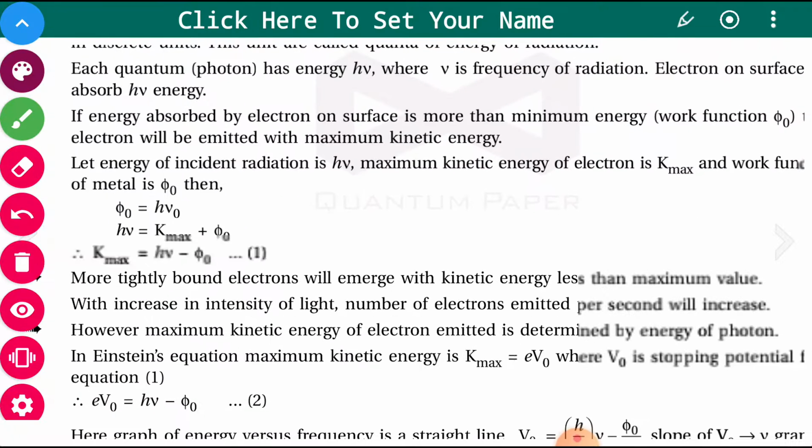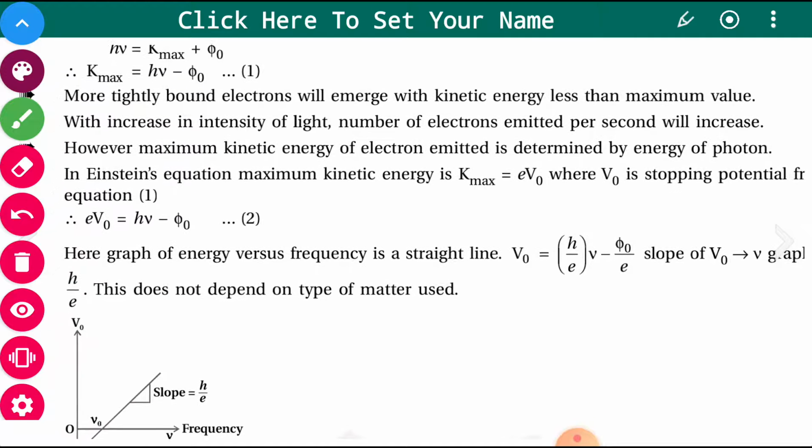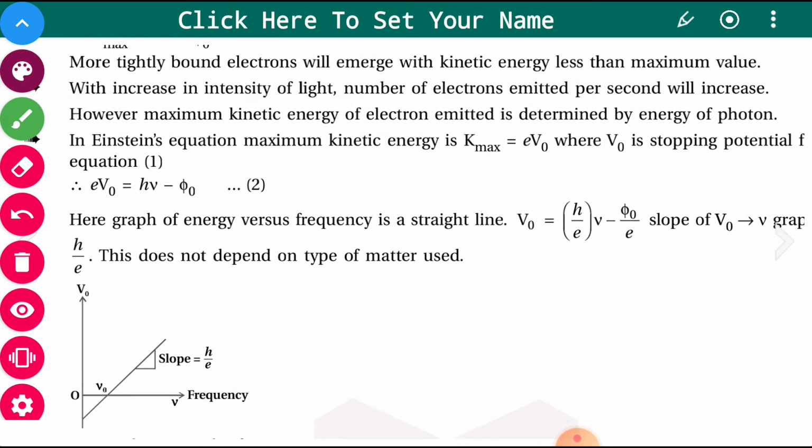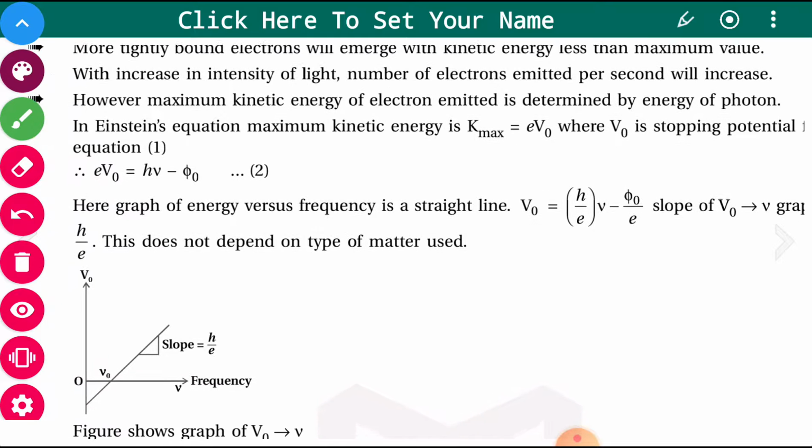More tightly bound electrons will emerge with kinetic energy less than the maximum value. Some electrons in the metal are more tightly bound, and they will not have this maximum kinetic energy. With an increase in the intensity of light, the number of electrons emitted per second will increase because more photons are incident per unit time. However, the maximum kinetic energy of the emitted electron is determined by the energy of the photon.